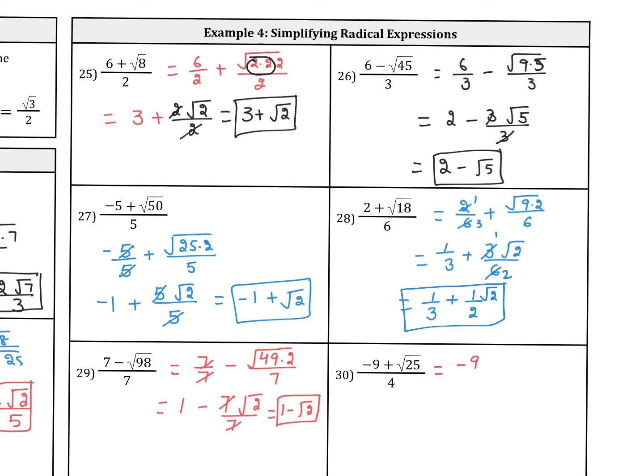30, negative 9 over 4 plus square root of 25 over 4. Square root of 25 is 5, so 5 over 4. You can add or subtract two fractions when the denominator is the same. So what you get here is negative 9 plus 5, which is negative 4 over 4. Cancel this, so the answer is negative 1.